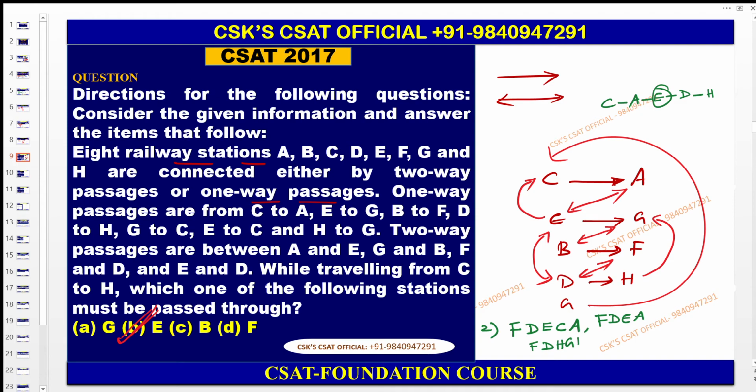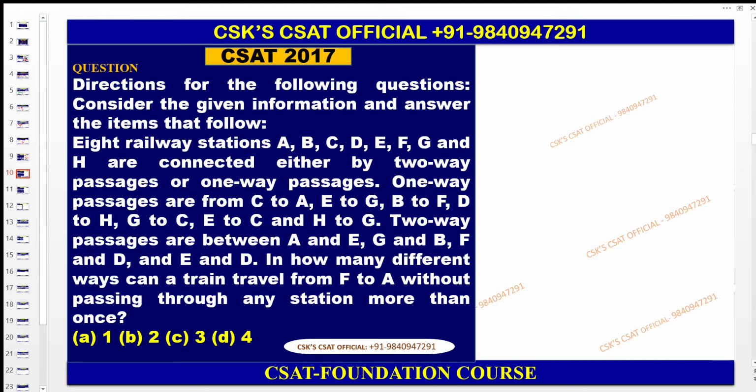Check this one. Can we move in this direction? G to C, yes, and A. So this direction we can go. Final one. Check here. F, D, E. Then we can go to the G, then to the C, then we can come back to the A. So therefore 4 ways we can use here.